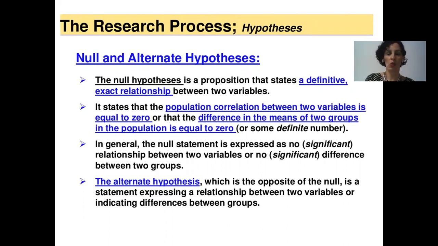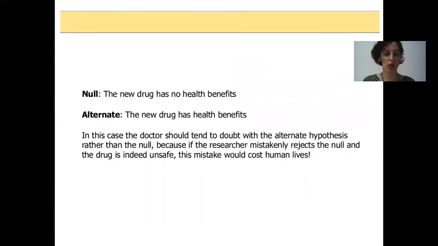Then when we think of the null or alternate hypotheses, basically the variables have no effect, as you can see. So the difference in the means of the two groups is equal to 0 or a definite number that you establish. So it's expressed as no relationship between the two variables or no difference among the two groups. And the alternate hypothesis, which was not covered in the video, is the opposite of the null, where the relationship between the two variables or the difference between the two variables is something different than what you had predicted. For example, drug, null: the new drug has no health benefits, or alternate: the new drug has health benefits.